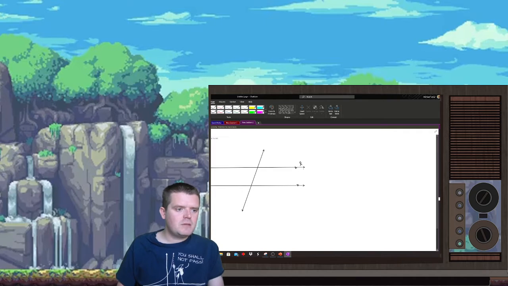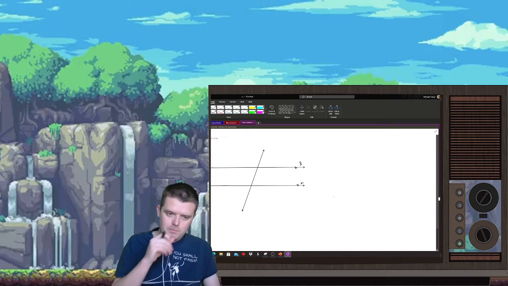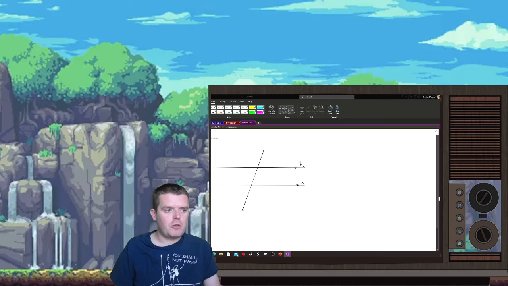are parallel. Sometimes they'll be labeled. This might be line L and line M. Sometimes they're not. But the idea is the same. We have two lines that are parallel, and then we have a third line that is intersecting those two parallel lines. This line that is intersecting is what we refer to as a transversal.